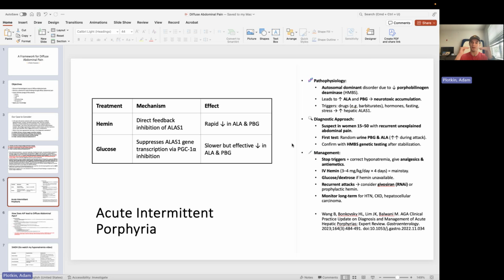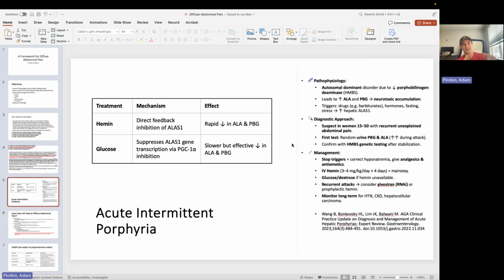When we have a destruction of PBG or low levels, it leads to an increase in ALA and PBG, which are precursor molecules. When ALA and PBG accumulate, they can cause neurotoxic effects, right? They can get up into the brain and cause these neuropsych symptoms. So certain triggers are drugs like barbiturates, hormones like estrogen is classic, like a woman who's on oral contraceptives, fasting, and then other forms of stress.